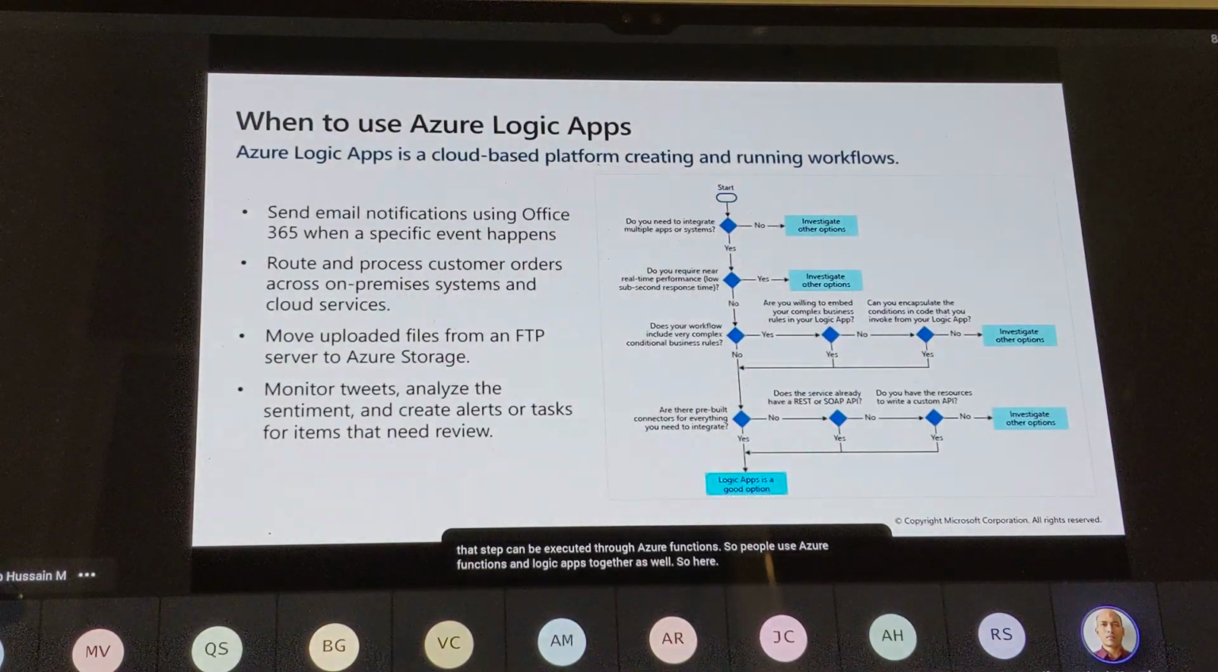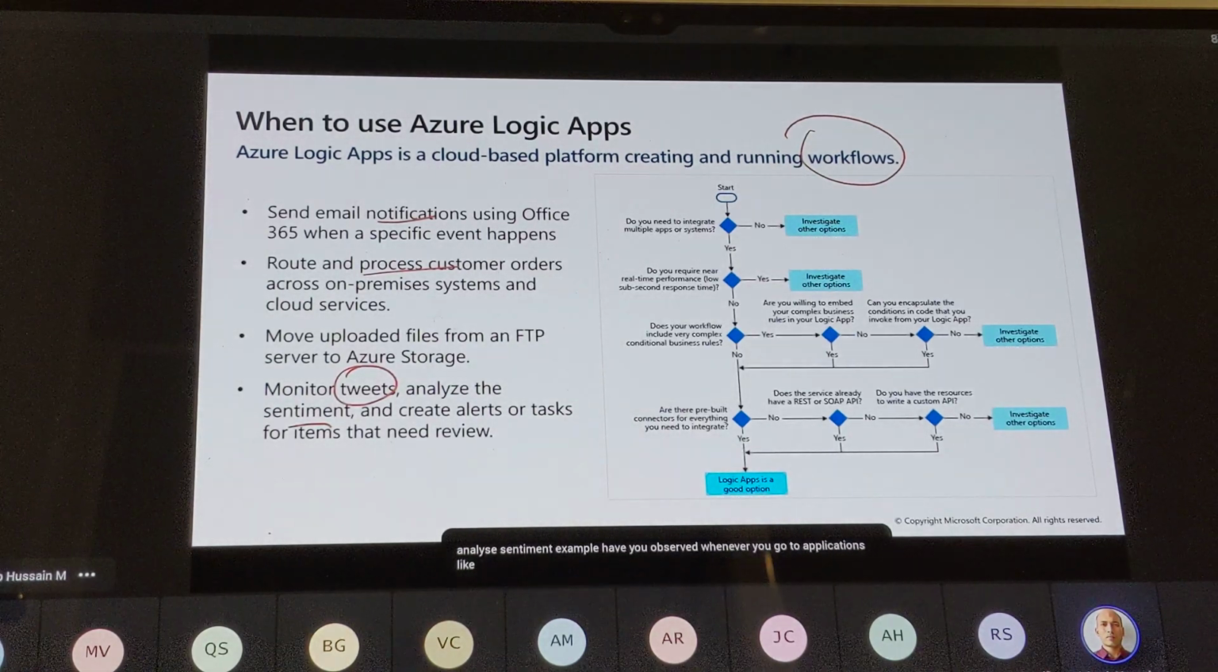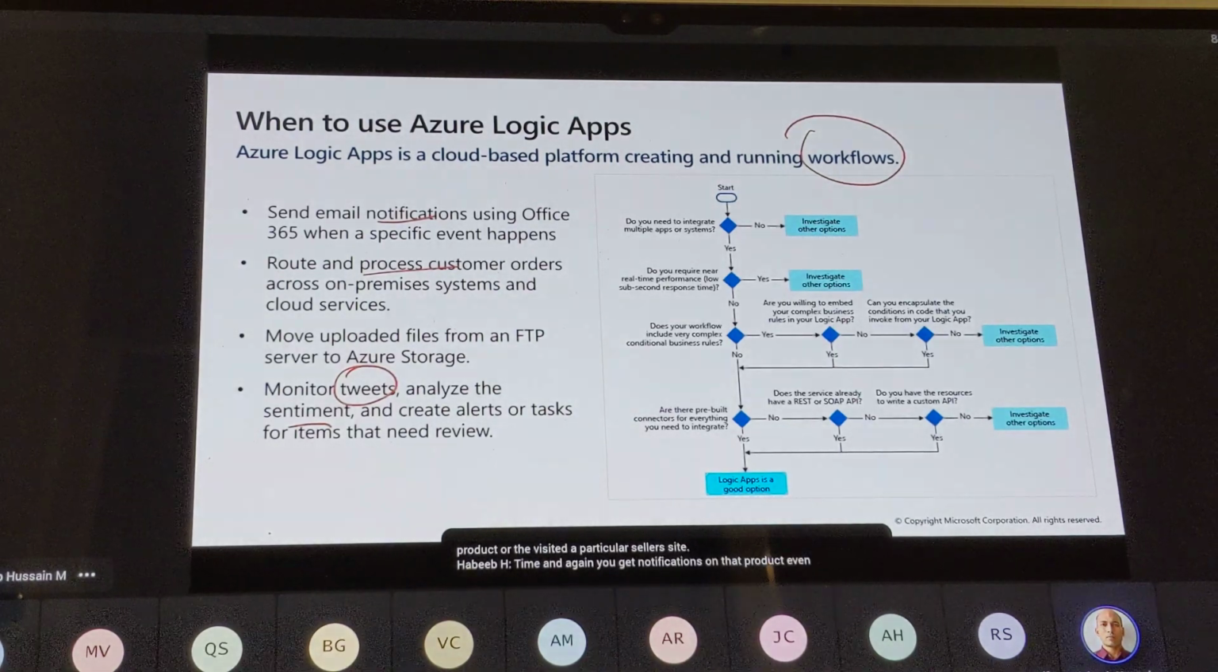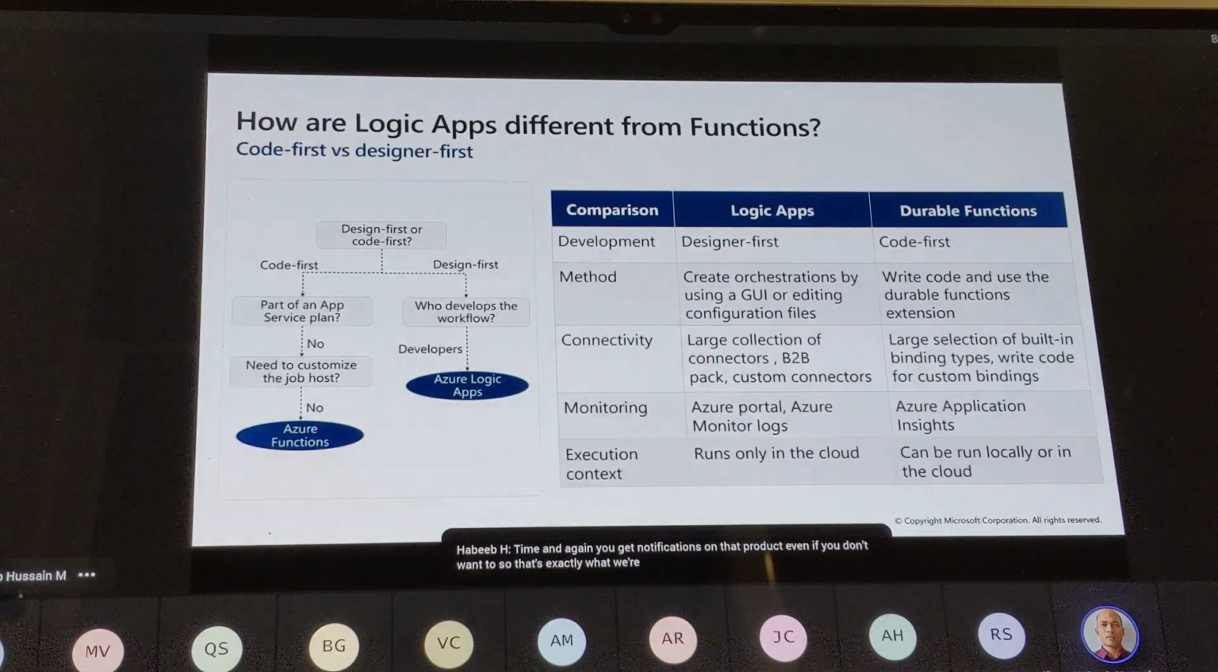So here, Logic App is a cloud-based platform for creating and running workflows. That's the first thing that you need to remember. It can be used to send notifications. It can be used to route and process customer orders across on-premise systems and cloud services. Move or upload files from an FTP server to Azure storage. Monitor tweets, analyze sentiment. Example, have you observed whenever you go to applications like Instagram, Twitter, or Facebook, or Lazada, if you have browsed a product or visited a particular seller's site, time and again you get notifications on that product, even if you don't want to. So that's exactly what we're talking about.